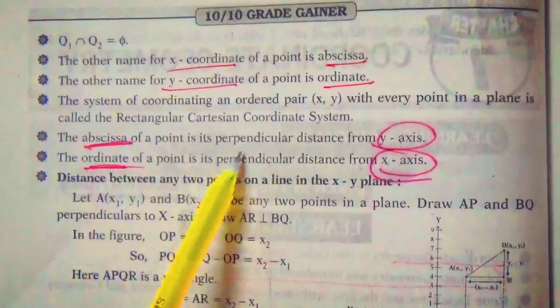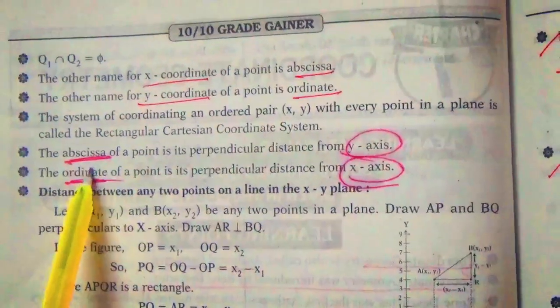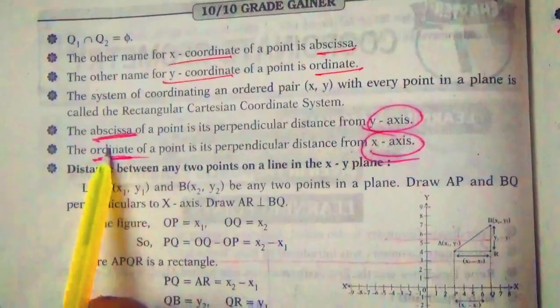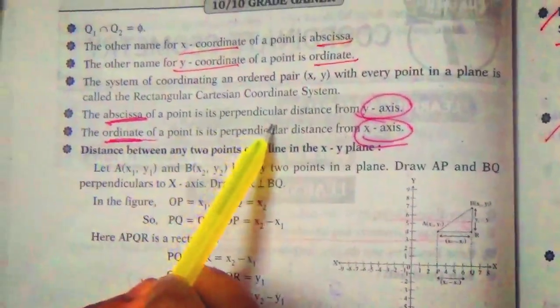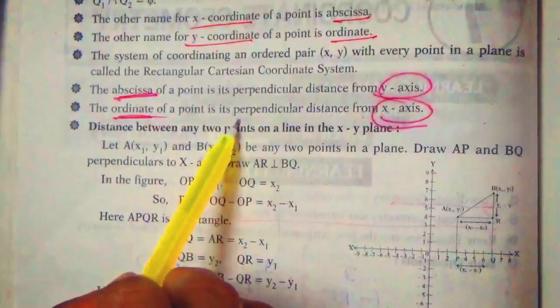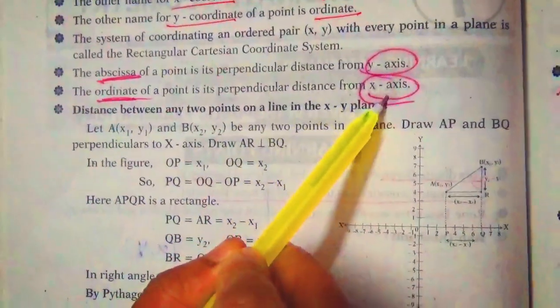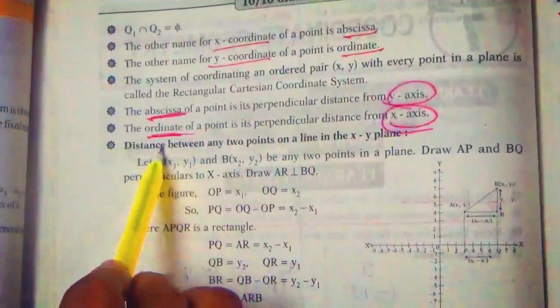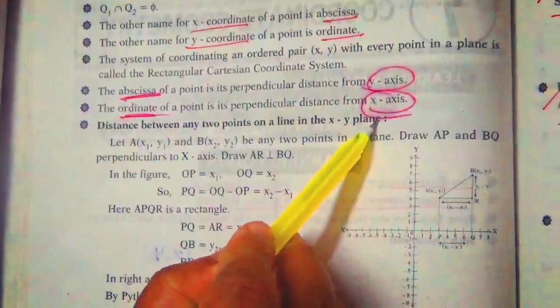The abscissa, meaning the x coordinate, is the perpendicular distance of the point from the y-axis. The ordinate of the point is its perpendicular distance from the x-axis. The axis opposite to the abscissa is the y-axis, and the axis opposite to the ordinate is the x-axis.